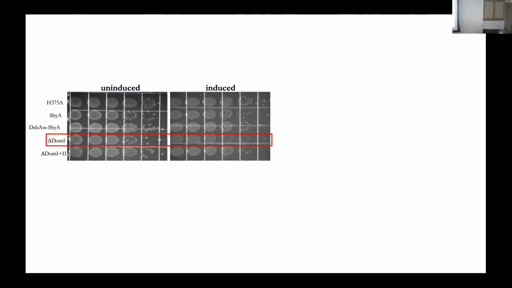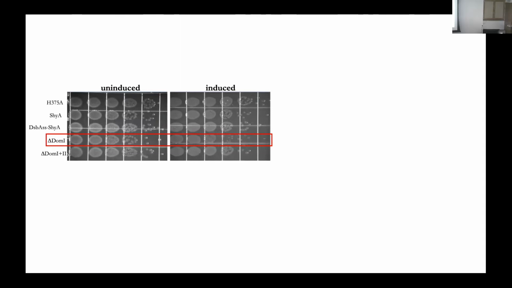So we can test that now, of course, with relevant mutants. I already told you cells don't care whether they overexpress ShyA or not. So this is ShyA on a multi-copy number plasmid, either uninduced or induced, and there's not much of a difference between those two conditions. However, if we delete domain 1, which we predict to inhibit function, we get something like this. We get much smaller colonies. They kind of look sickly.